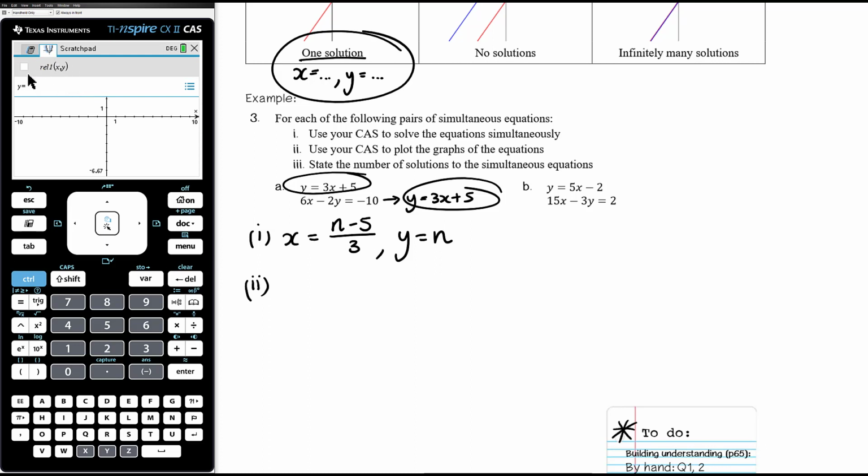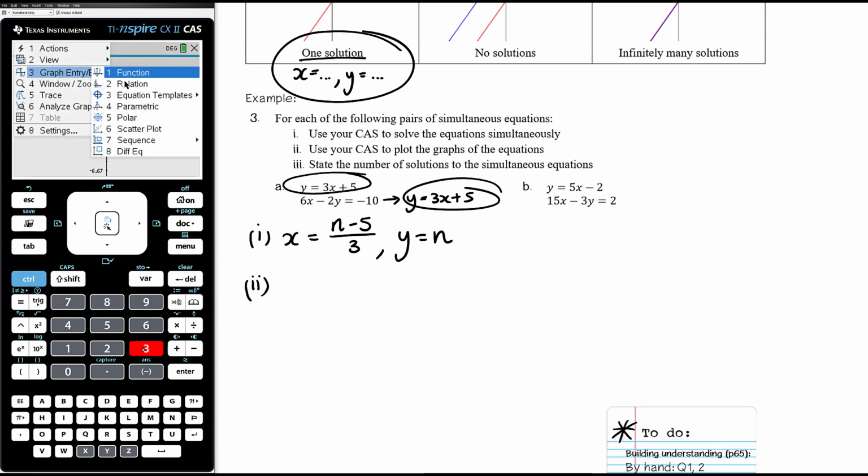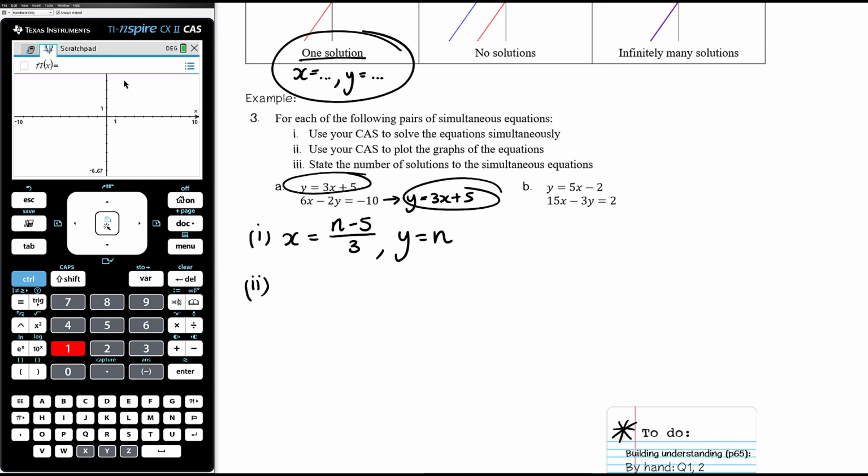Some of you have shown me this before. If you've got this rel x comma y, it is more flexible in terms of how you draw the graph, but I want us to stick with function notation. So we're going to go back and press menu, go to number 3 for graph entry edit, and choose 1 function, and that will turn it back to function notation. Now, I want 3x plus 5, and then the other graph would also be exactly the same line. You don't have to draw them on paper, but we can see when we plot them, or certainly when we rearrange the equation, that they're the same line.